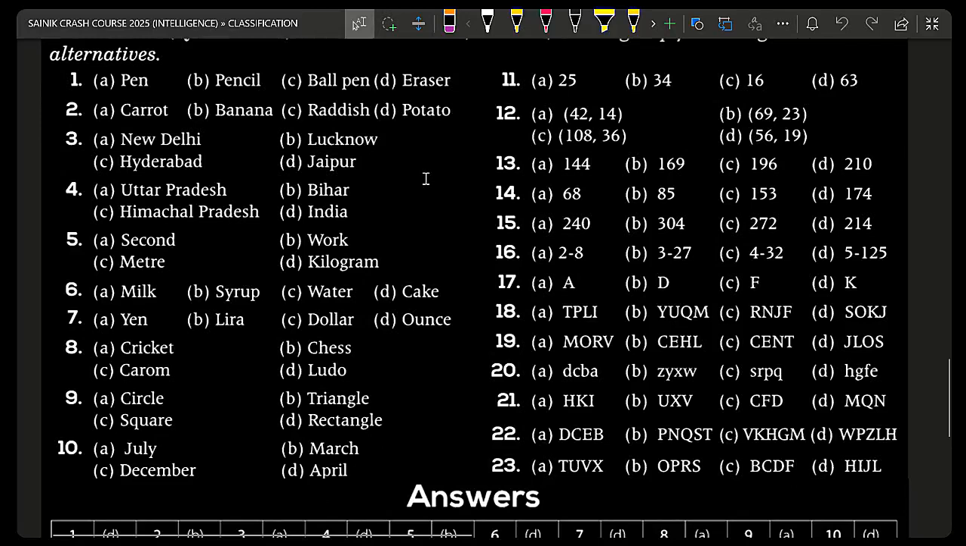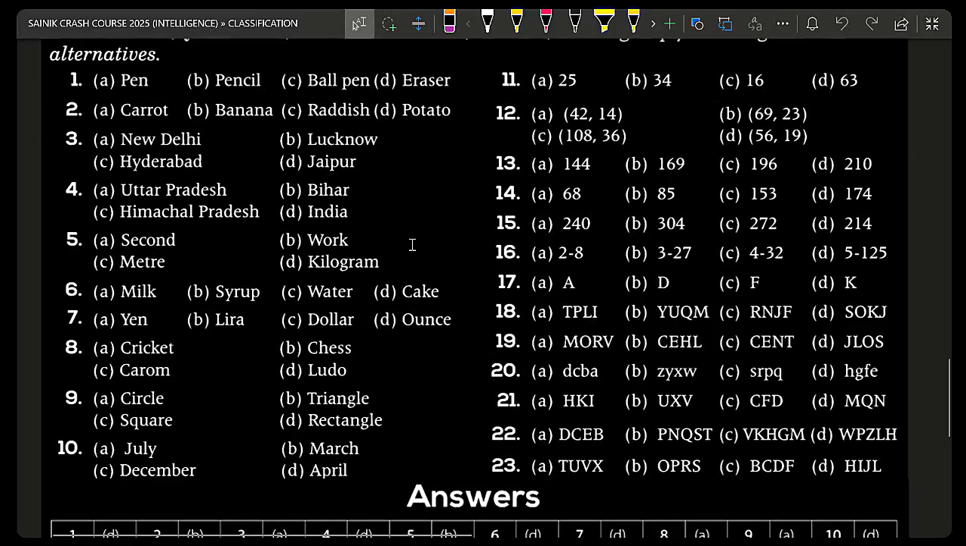New Delhi, Lucknow, Hyderabad, Jaipur. The remaining are all capitals of states, but New Delhi is the capital of the country. And New Delhi itself is treated as a state. And the fourth one: Uttar Pradesh, Bihar, Himachal Pradesh, India. It's very simple. Options A, B, C are states, but India is a country. The fifth one: second, work, meter, kilogram. Except work, all others are units.